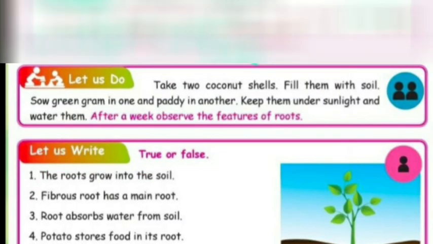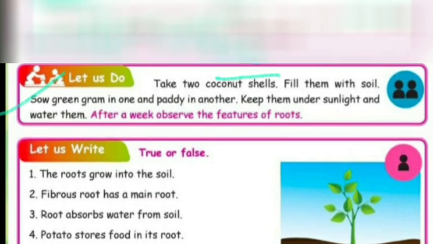Now this activity you have to do in your home. Take two coconut shells, fill them with soil, sow green gram in one and paddy in another. Green gram in one shell and the paddy in another shell. Keep them under the sunlight and water them regularly. After a week, observe the features of the roots.